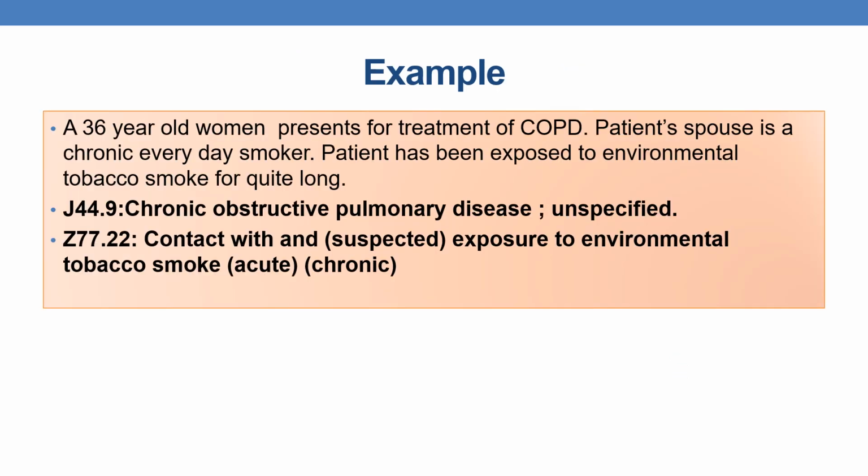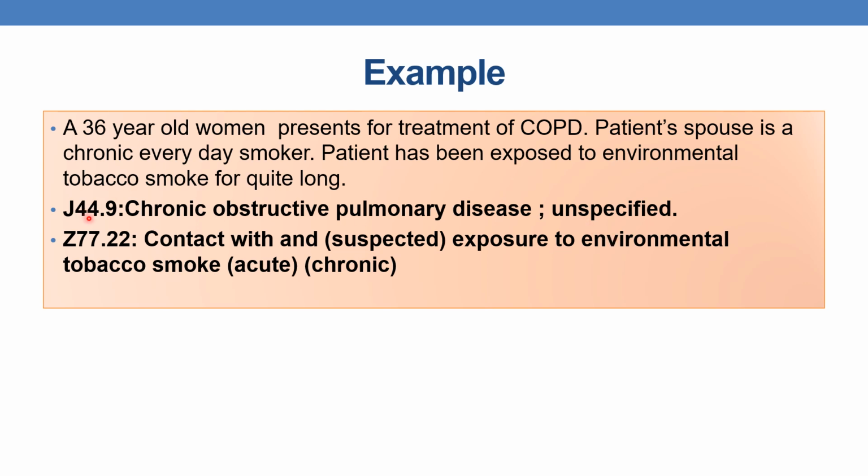Now let us see an example. A 36-year-old woman presents for treatment of COPD. Patient is a chronic everyday smoker. Patient has been exposed to environmental tobacco smoke for quite long. So here the PDX would be J44.9, chronic obstructive pulmonary disease, unspecified.